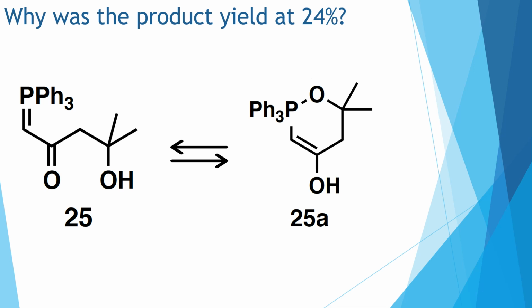So why was the product yield at 24%? Well, molecule 25 can rearrange itself and create a more stable molecule known as molecule 25A. Phosphorus has an affinity for oxygen, so it will bind with oxygen, and that is the driving force. The right molecule is more stable, therefore equilibrium will shift towards the right, towards 25A. And this yield will be the remaining 76%.